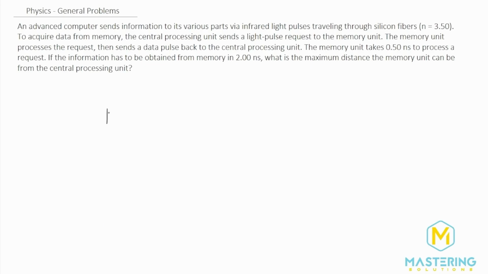This question is really important to draw a picture so we can visualize what's going on. They tell us that we have a CPU here. So we have a CPU, and it's sending information out to different parts of the computer, and then that information comes back, right? Over here we have a memory unit. The information gets sent out from the CPU, gets processed over here by the memory unit, and then it sends it back over here.